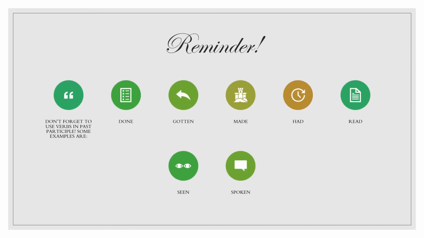Little reminder at this point: don't forget to use verbs in past participle. Past tense and past participle are not the same, okay? You will notice that some verbs are going to be the same, but not all of them. Actually, the majority of them change. So it's important that you double check the list of verbs and review the past participle form of them. Here you have some examples. The past participle form of do is done. The past participle form of have is had. The past participle form of speak is spoken.